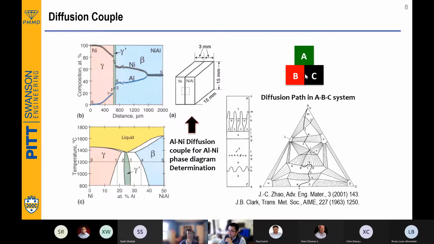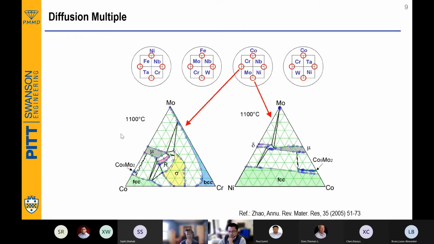You place three together, and then with A and B you will be able to understand the AB binary, AC binary, and BC binary. At the triple junction, you start to develop a phase diagram for ABC. So this is a kind of fast way. We call it high throughput as well. JC is one of the colleagues in the CALPHAD community. He did quite a lot of experiments. Once he was at GE, he invented this technique which we call the diffusion multiple.